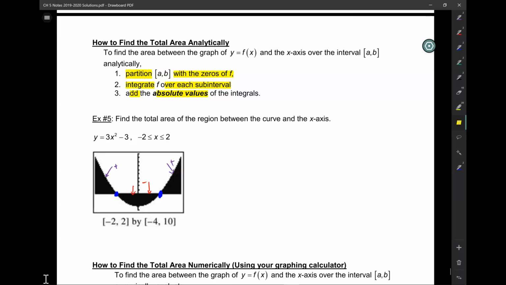This is going to give you positive, negative, positive. But if you're looking for, let's say, how much paint you need to buy, right? That negative is going to mess you up because it's going to leave you with less paint to buy. You see what I'm saying? If you want the absolute value of the areas, then when you do the integral, you have to take the absolute value of the integral. So just add them all. Am I making sense? Okay.